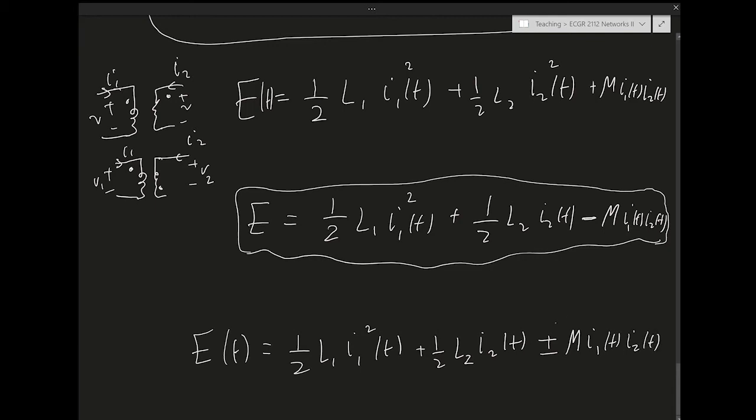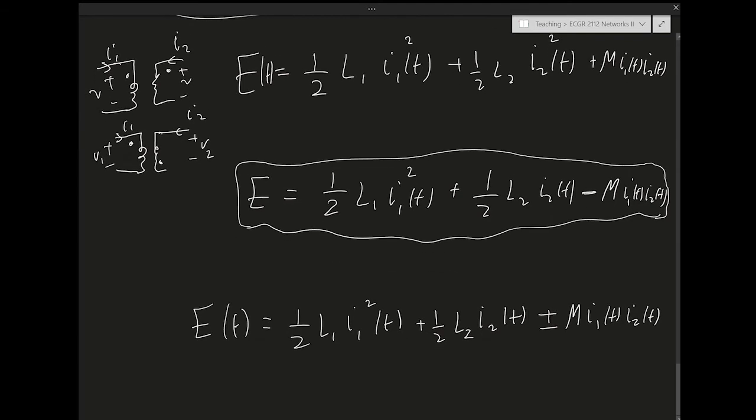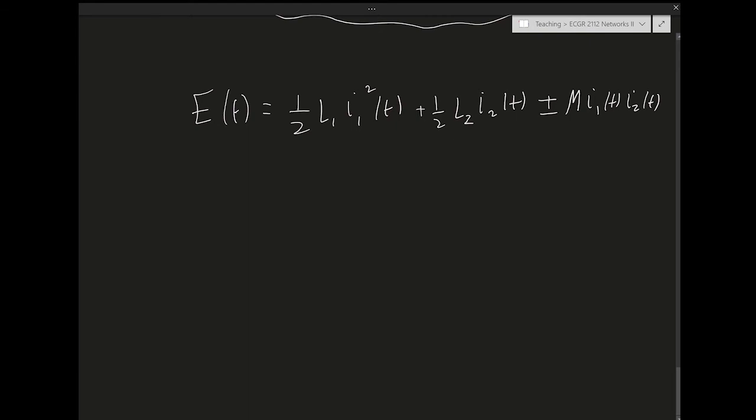This plus minus signifies that the energy could be slightly larger than the energy due to the two currents with the self-inductances, due to mutual inductance, if the dots align. And it could be slightly less, or somewhat less, if the dots don't align. Now, there's something more we can say about this.